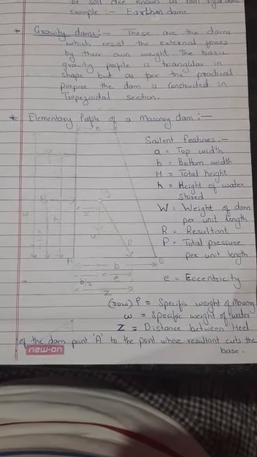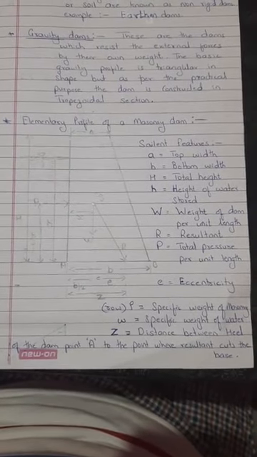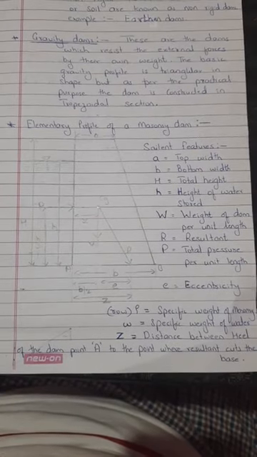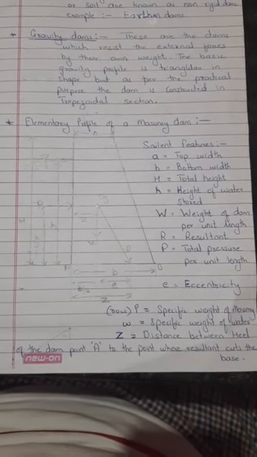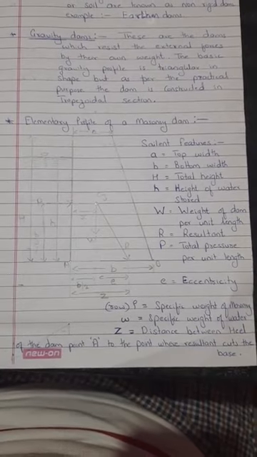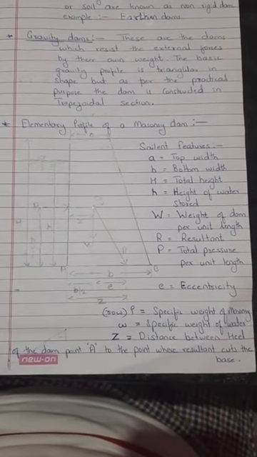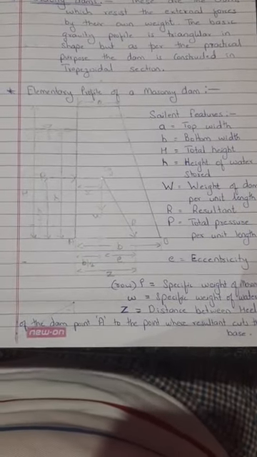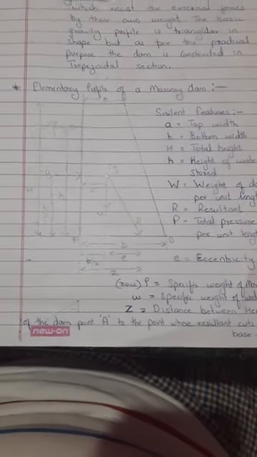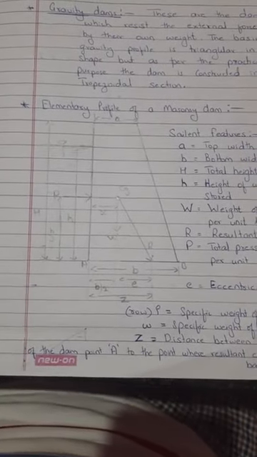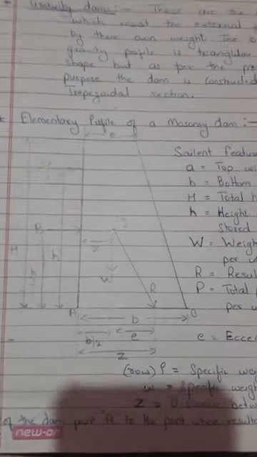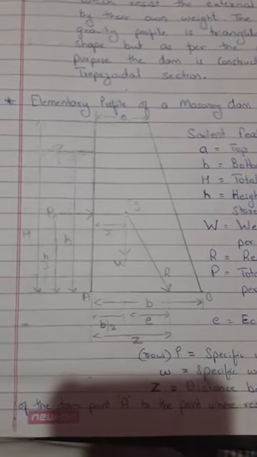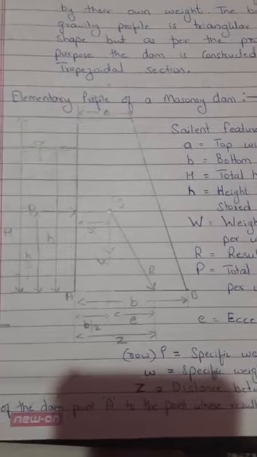Last class we studied the gravity dams which are designed. The basic profile of the gravity dam is triangular in shape, but for practical purposes, dams are designed in trapezoidal shape. So today we will study the elementary profile of a masonry dam or gravity dam. Considering practical purposes, the elementary profile of a gravity dam or a masonry dam is trapezoidal in shape. I will explain the details.